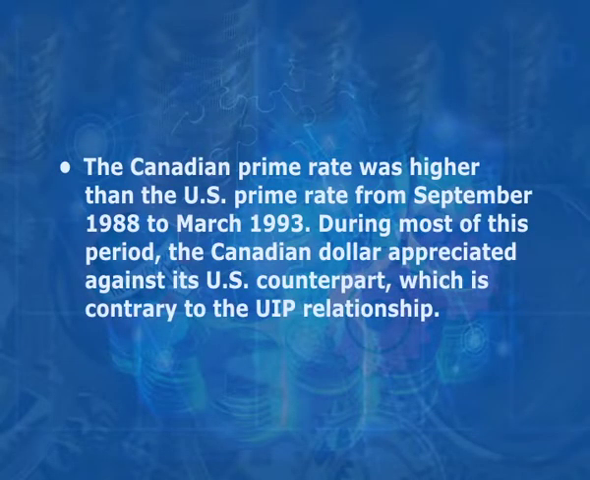The Canadian prime rate was higher than the US prime rate from September 1988 to March 1993. During most of this period, the Canadian dollar appreciated against its US counterpart, which is contrary to the UIP relationship.